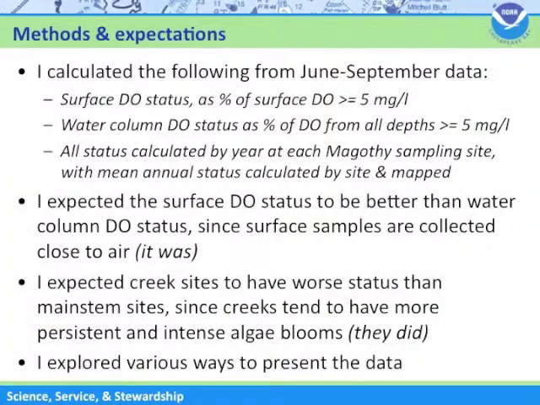And what I did was I looked just at June to September data, which is when most low dissolved oxygen occurs. I calculated a separate surface DO status, how much of the surface dissolved oxygen was greater than or equal to 5. Then for the whole water column, the same metric, how much of the water column values were greater than or equal to 5. I calculated by year and by site, and then I calculated means over various groups.